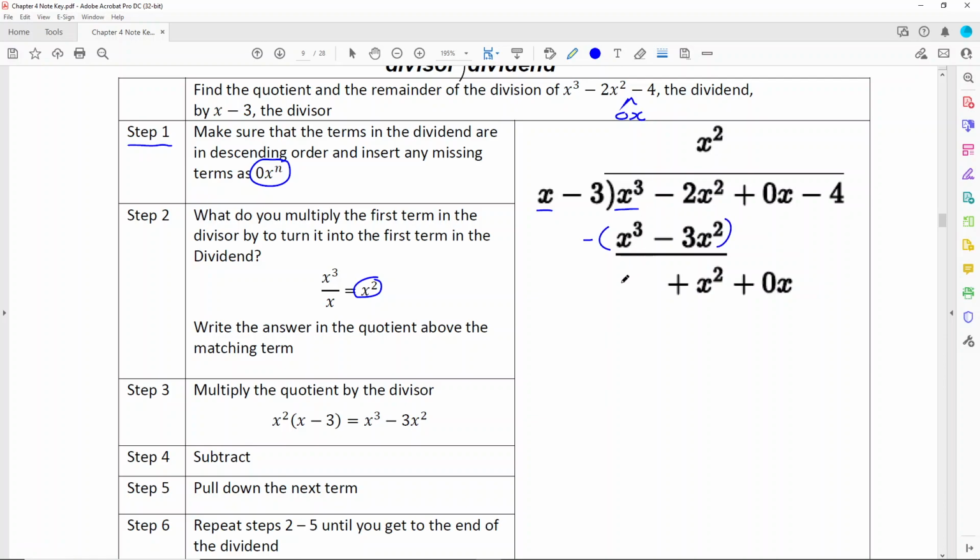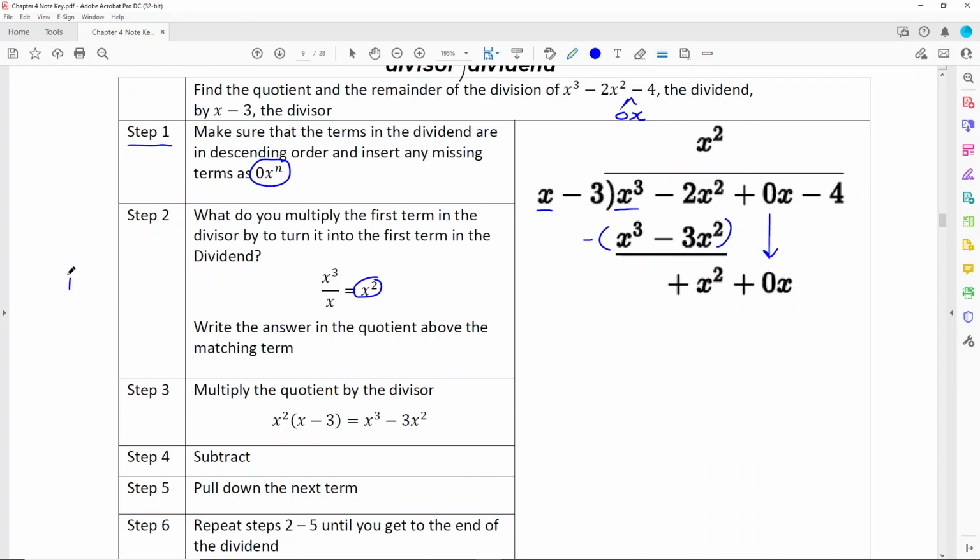The whole goal of long division is to divide away a term at a time. So subtracting x cubed is gone. And then we've got negative 2x squared, take away negative 3x squared, means we're actually adding the 3x squared. So negative 2x squared plus 3x squared is x squared. And then you pull down the next term, because if you have a 2-term divisor, you need to go into 2 terms of your dividend. And then we get to repeat the process.